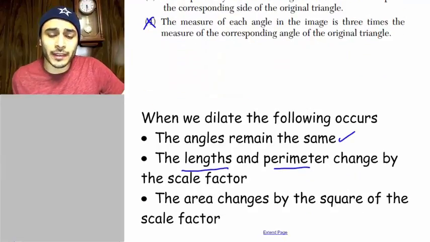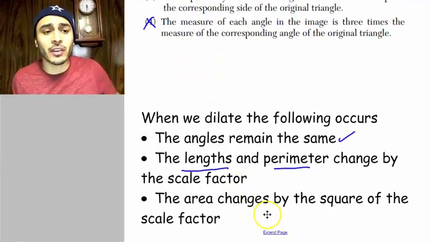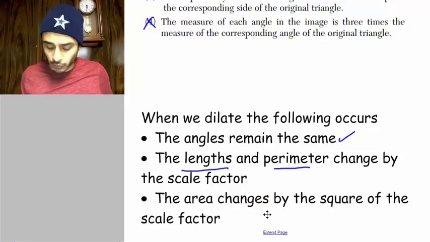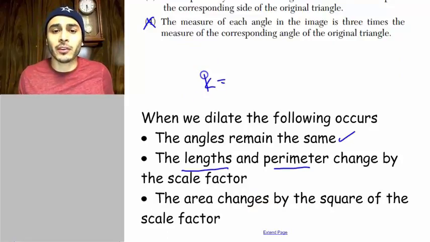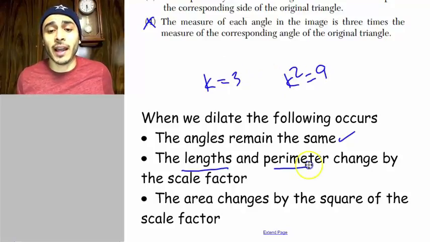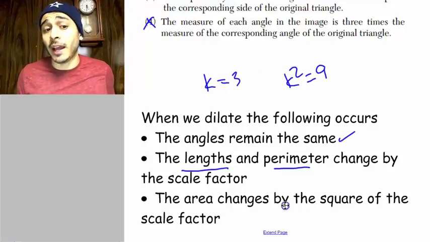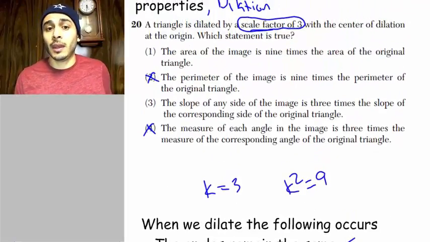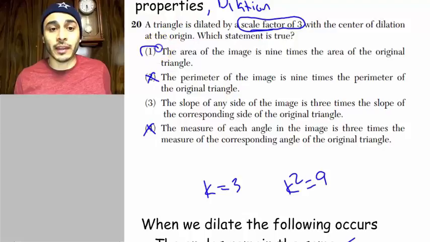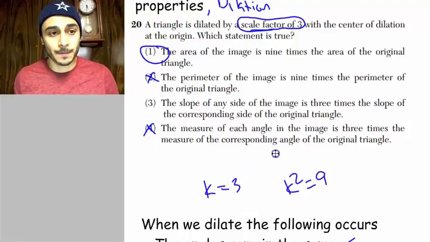And then the third thing I say here is the area changes by the square of the scale factor. Well, what was the scale factor? The scale factor was 3. What's the scale factor squared? It's 9. So the area should be 9 times. And that's what option 1 says. So the answer is option 1.